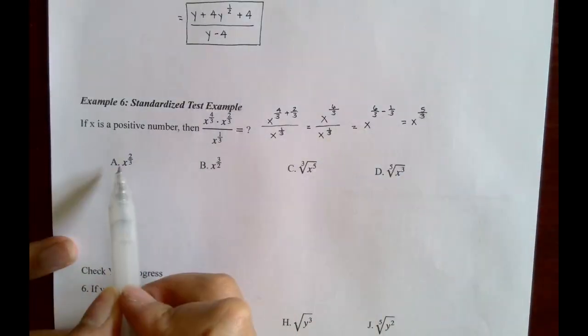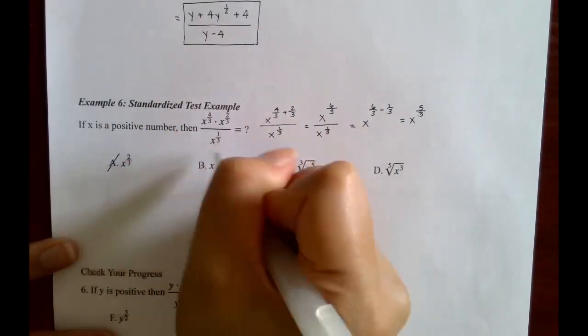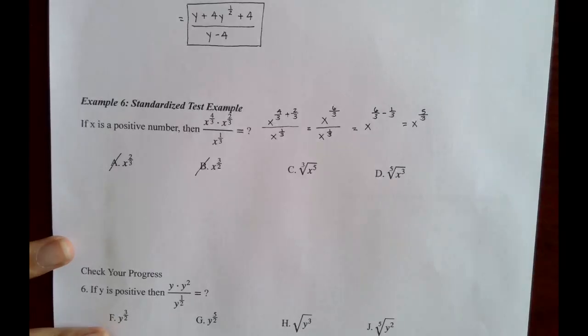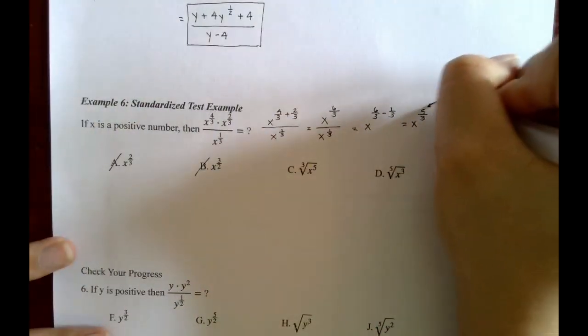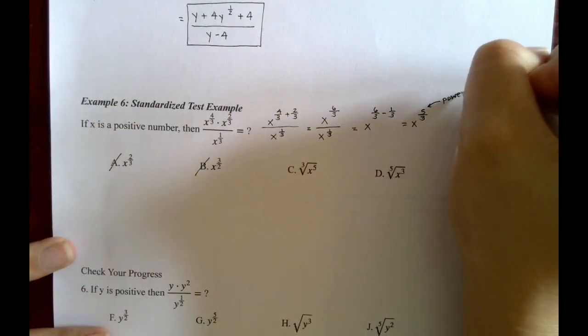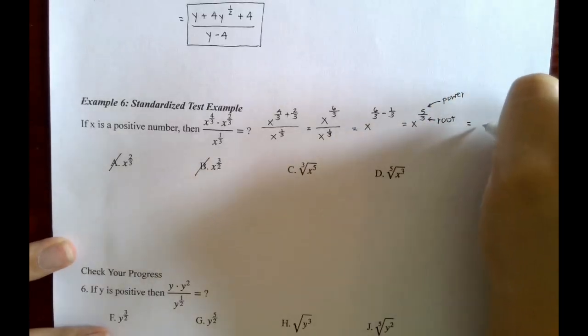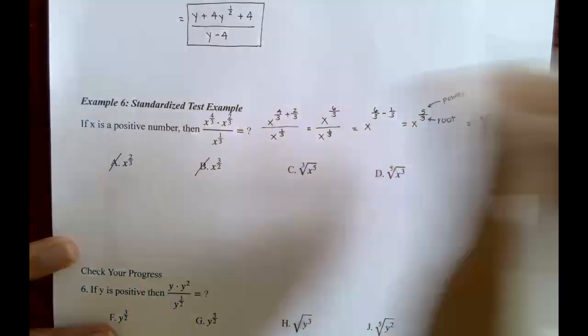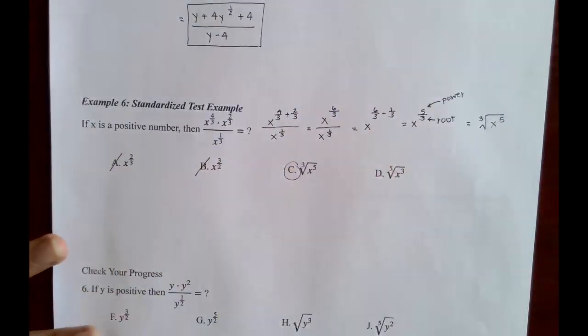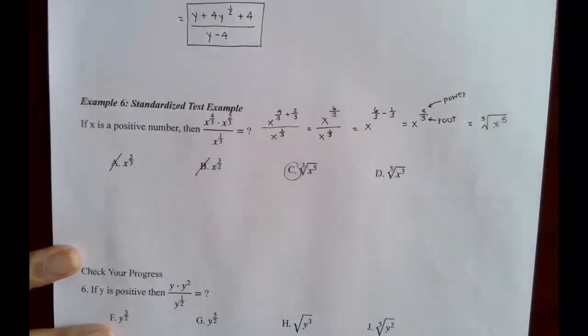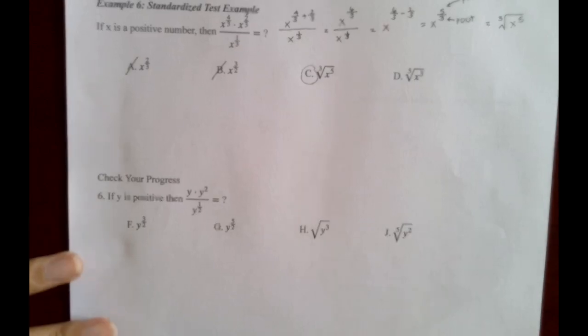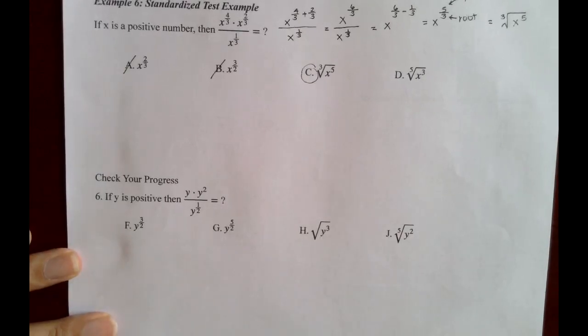So none of them with a rational exponent has 5/3, so it's not this or this. Okay. Power on top, so this is going to be the power. Root on the bottom, this is going to be the index. So then rewriting it, it would be root power, so that matches with C. Okay, there you go. So why don't you try 6, CYP6, and then once you're done, come check your answer.